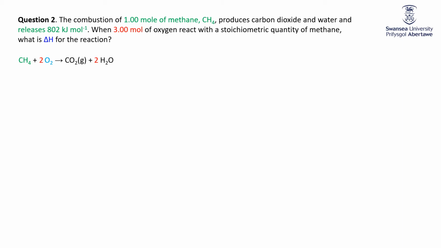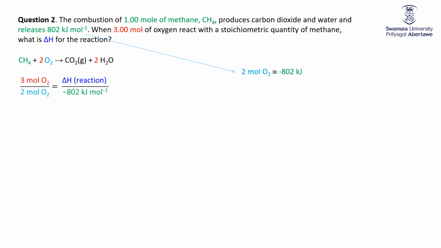So what this is telling us is that when we have 1 mole of methane, 802 kilojoules per mole, 2 moles of oxygen, therefore 802 kilojoules per mole. Okay, so the heat change when we have 2 moles of oxygen, 802 kilojoules per mole, is minus, because that is heat released. It's an exothermic reaction. Now, there are various ways to do the rest of the question.